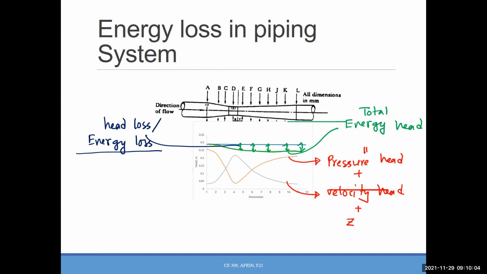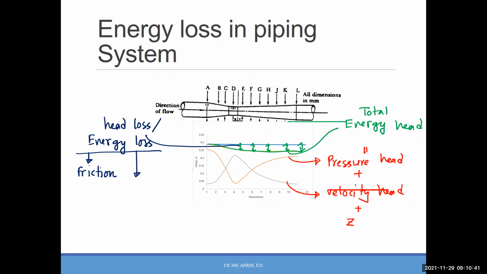energy loss. Okay, now what do you think, what can be some possible reasons for head loss or energy loss? What do you think? Friction between the fluid and the pipe surface roughness, something like that. Okay, so one can be friction. Okay, good. What can be another possible reason?